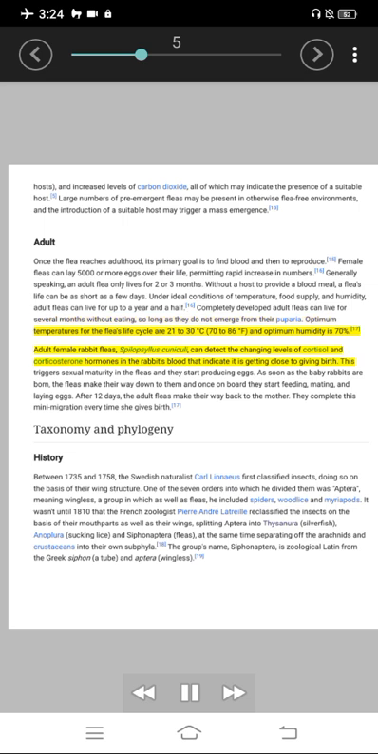Adult female rabbit fleas, Spilopsyllus cuniculi, can detect the changing levels of cortisol and corticosterone hormones in the rabbit's blood that indicate it is getting close to giving birth. This triggers sexual maturity in the fleas and they start producing eggs. As soon as the baby rabbits are born, the fleas make their way down to them and once on board they start feeding, mating, and laying eggs. After 12 days, the adult fleas make their way back to the mother. They complete this mini migration every time she gives birth.